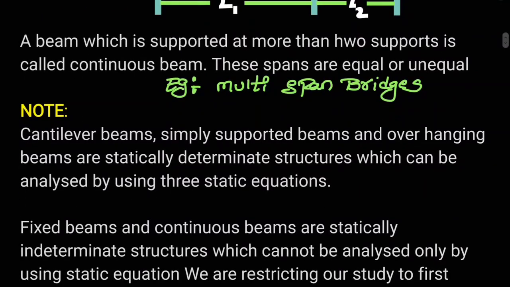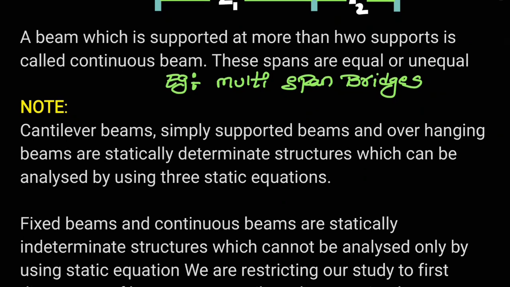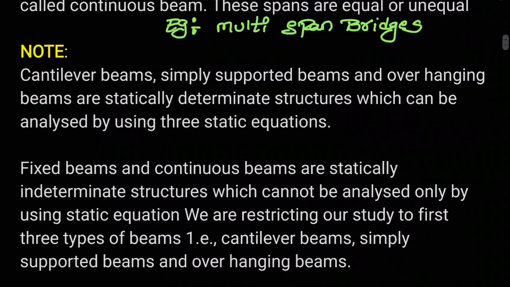Note: cantilever beams, simply supported beams and overhanging beams are statically determinate structures, which can be analyzed by using the three static equations. Fixed beams and continuous beams are statically indeterminate structures, which cannot be analyzed only by using the static equations.